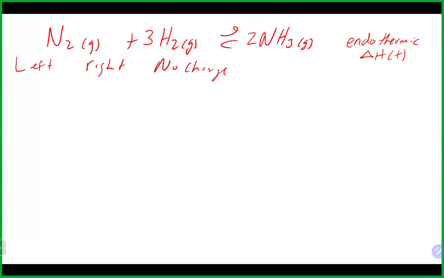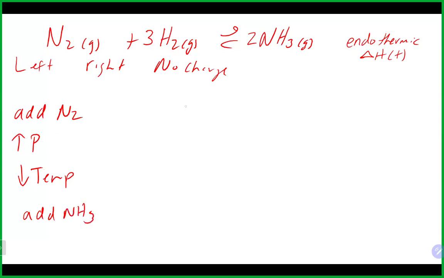If we do the following: we're going to add some more N2. We're going to increase the pressure. We're going to decrease the temperature. We're going to add NH3. We're going to remove H2. We're going to increase the temperature. Why not? We'll do the opposite. And we will increase the volume.